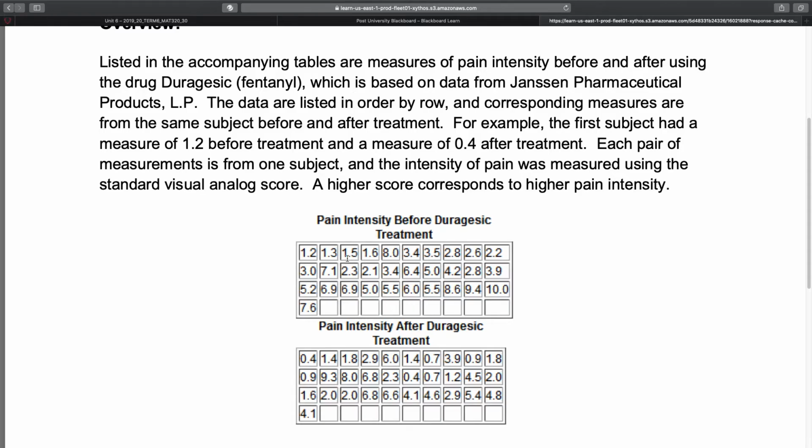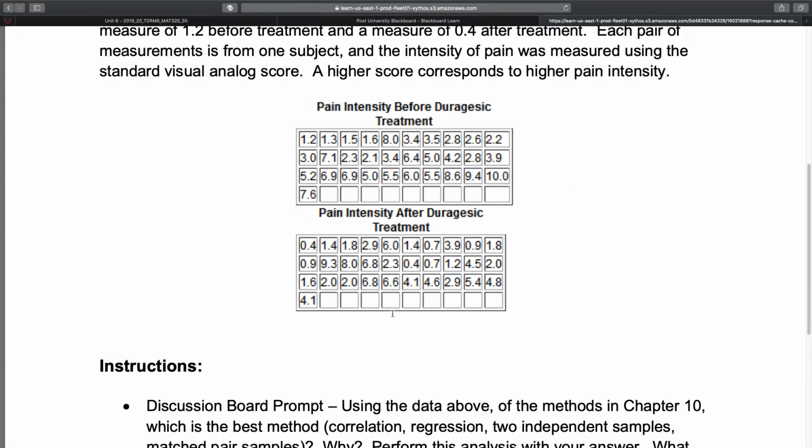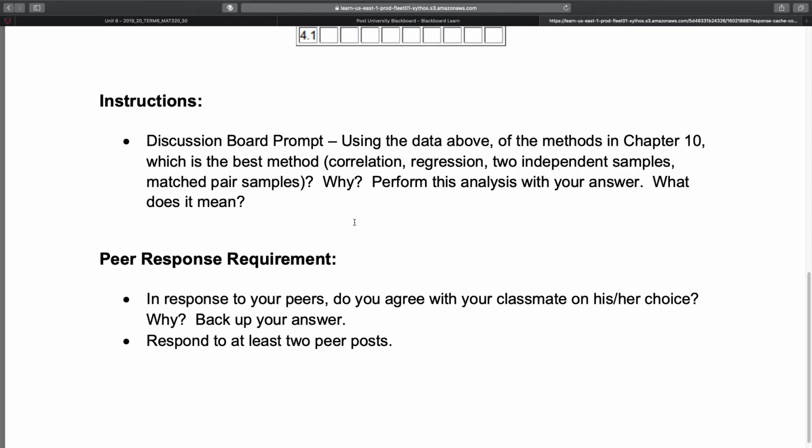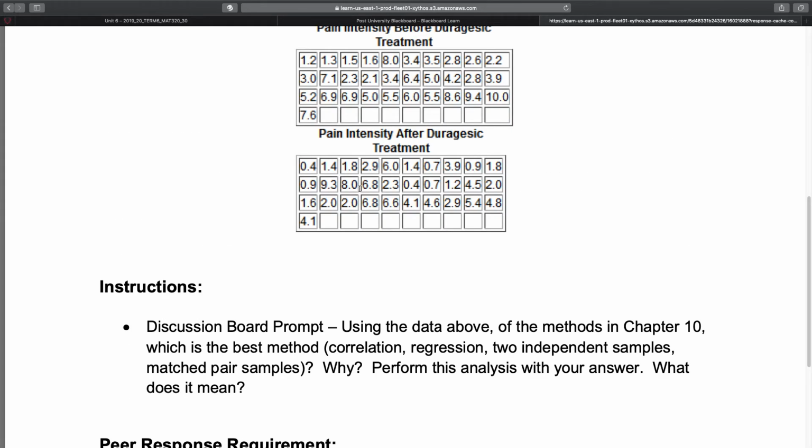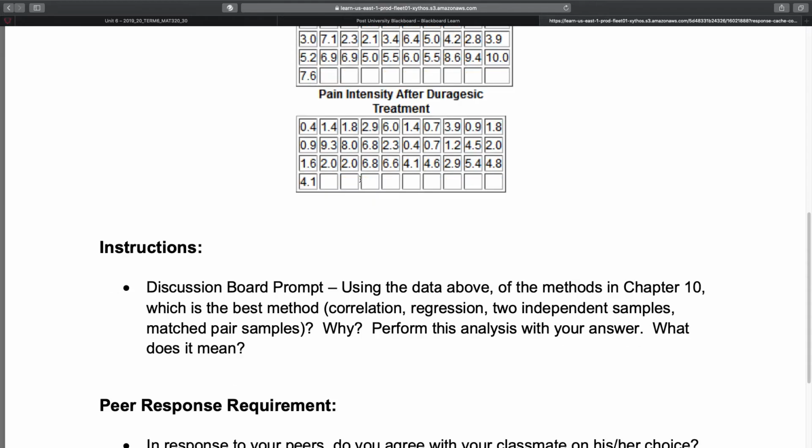So when it comes to these tables, we would have the first row followed by the second row, third, and then fourth, in both of them, so that the data stays paired. But for this discussion board post, using the methods of chapter 10, which is based on linear regression, which is the best method for us to describe these data tables? Correlation, regression, two independent samples, or matched pair samples? Why? Perform this analysis with your answer, and what does it mean? So basically just explain what you did and why you did it.